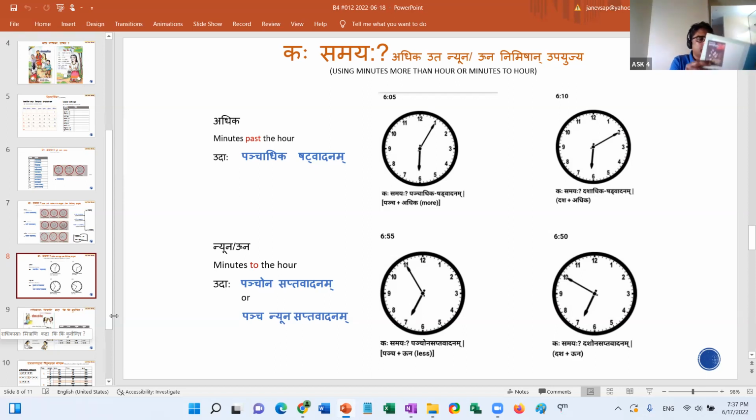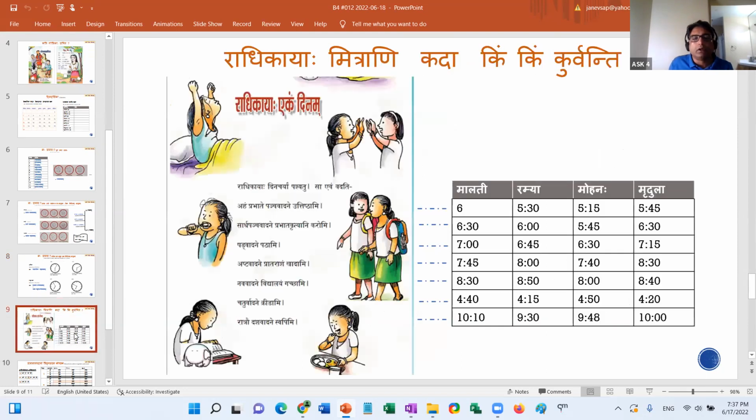You can look at the same samayaha exercise. You do this exercise. How to do this? Here, Radhika's time, we learned that day in the other class, correct? Same way, here you have to tell what Malati does. So here, Radhika prabhade panjavadane uttishtati. You have to say Malati prabhade shatvadane uttishtati. Malati sartha shatvadane prabhade krityani karoti. Malati saptavadane patati.